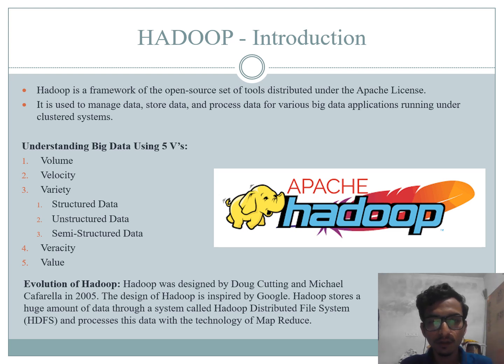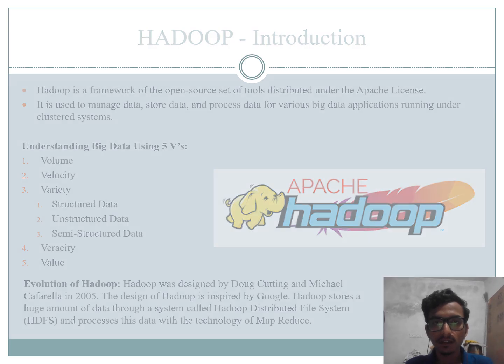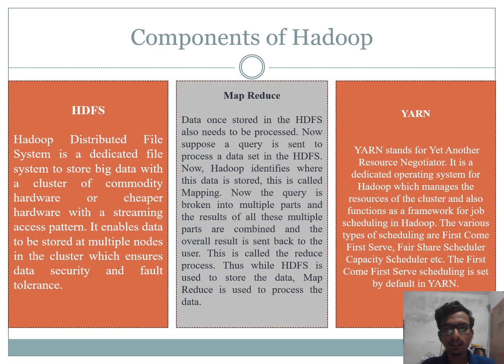The evolution of Hadoop. Hadoop was inspired by Google, as those two scientists were the inspiration. Then the Hadoop Distributed File System (HDFS) processes this data with the technology of MapReduce. These are the three components, as I said earlier: HDFS, MapReduce, and YARN. These are the actual components of the Hadoop ecosystem.